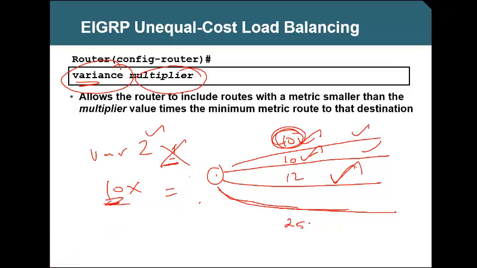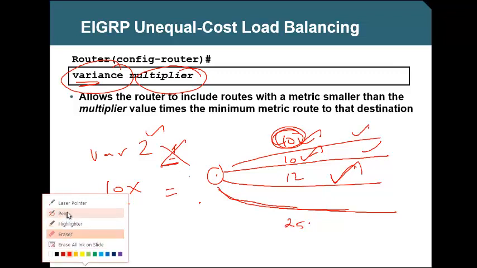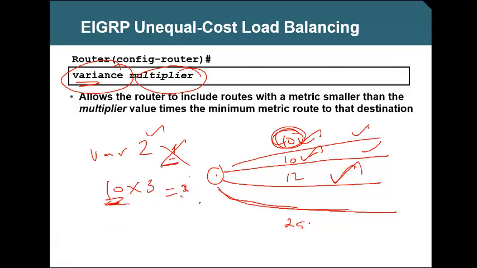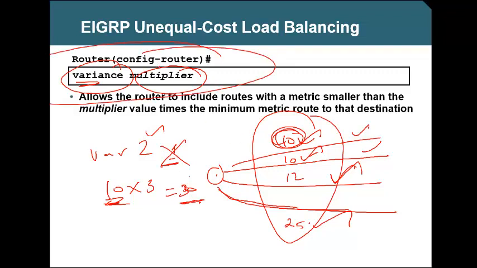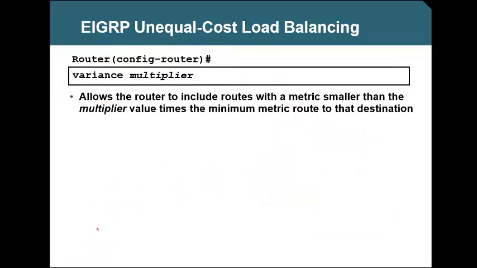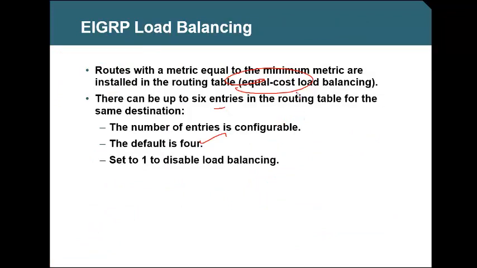If I change the variance to 3, I'll get 30. Now this is also included for load sharing. All 4 will be used for load sharing. So variance means the multiplier value. What is the default multiplier value? Only 1. That is why only equal cost load balancing is supported by default.